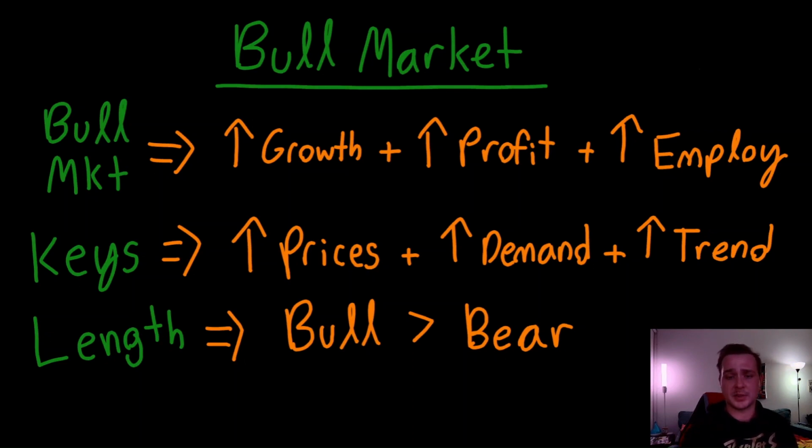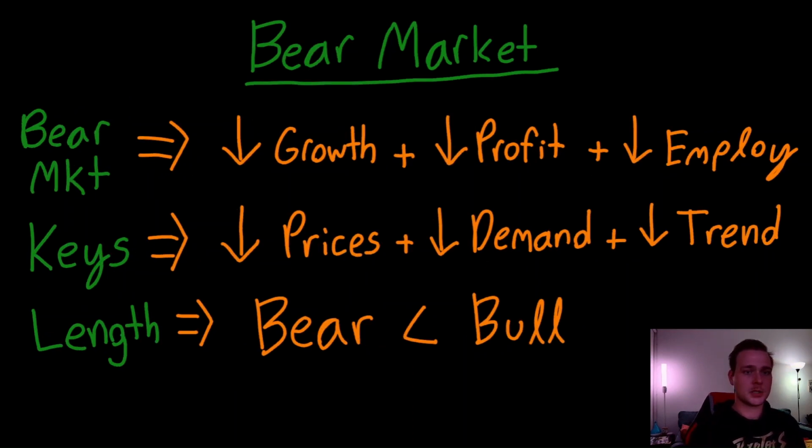So investors believe that this upward trend is going to continue, and they're going to continue to buy assets with the expectation of making a profit. Buying it low and selling it high. And the length of a bull market, on average, they tend to last longer than bear markets. Average duration there would be around 6.6 years.